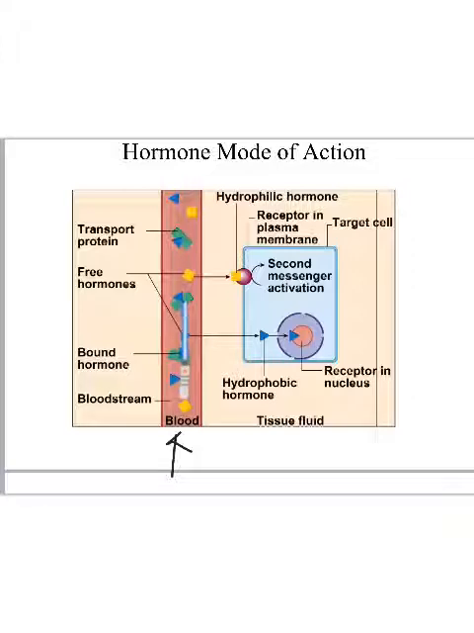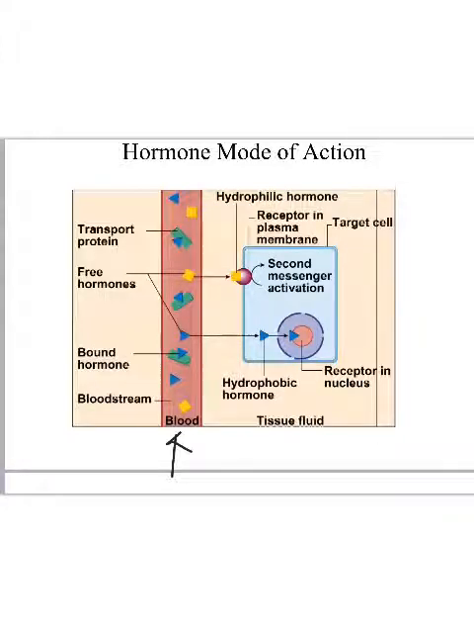Okay, so the hydrophobic hormones are going to get released, and they can actually pass through the plasma membrane, and they're going to go through the nuclear membrane, and they bind to a receptor in the nucleus, and then they can cause a change. So even though they can't float freely in the blood, they're able to pass through the cell membrane and the nuclear membrane, and they cause a change to occur in the cell.